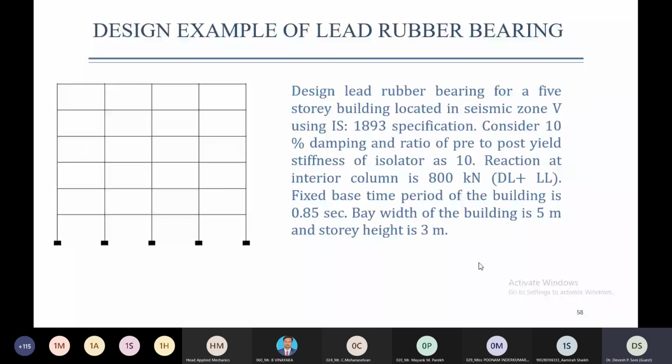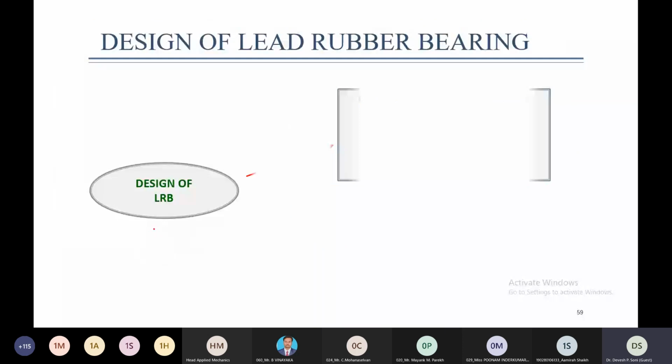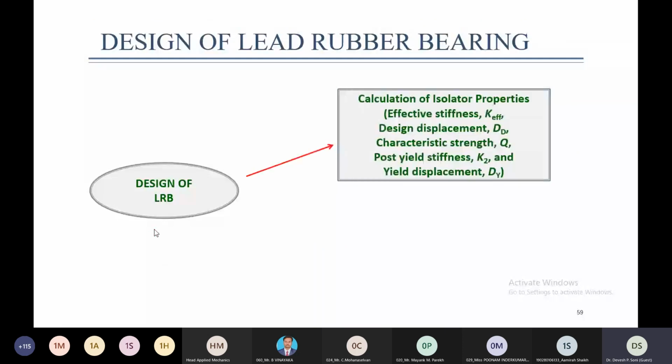So one simple example is given here. 10% damping is considered. It's a 5-storied building, and the column load for one particular bearing under dead load, live load condition has been found to be 800 kilonewton. For 800 kilonewton axial load, the bearing is designed. So we will go quickly because we are falling short of time.